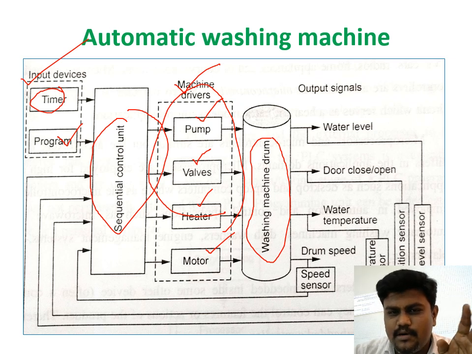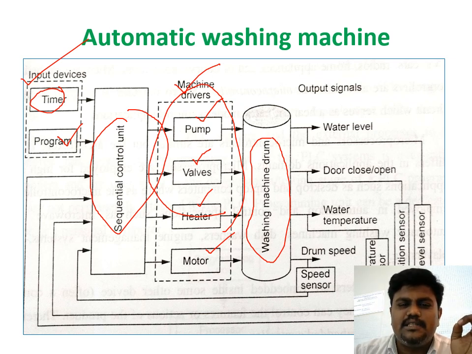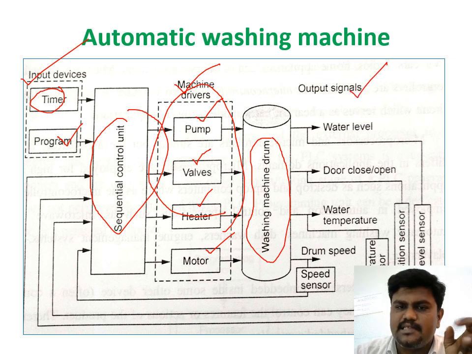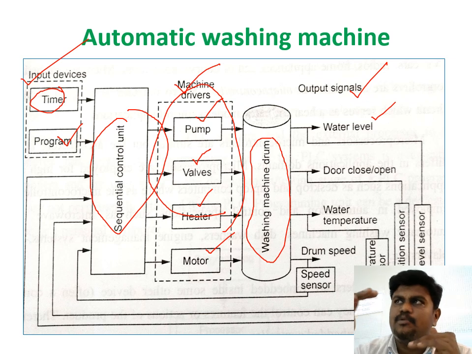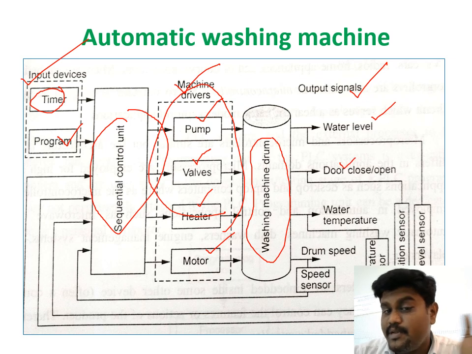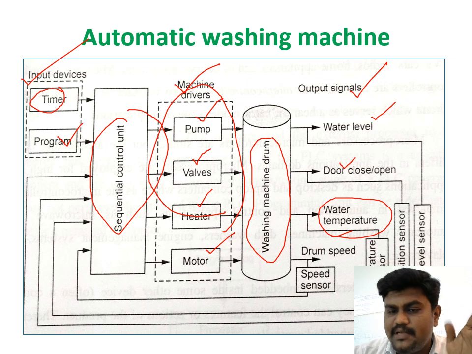When you put all your clothes inside, it ensures all these things are already done, so then the washing machine is ready to operate. So what are the things checked as output signals? Of course, when the pump is switched on, it has to measure whether the required amount of water level is set or not. Yes, it is set. Door closed or open can be checked using the valve opening and closing movement. For the heater, the water temperature is checked, and for the motor, the drum speed is checked with the help of a speed sensor, temperature sensor, position sensor and water level sensor.